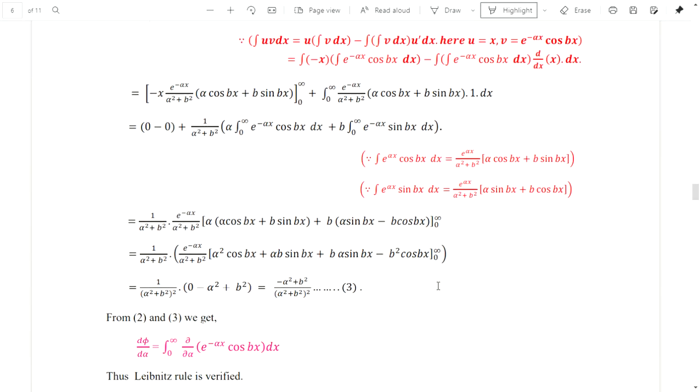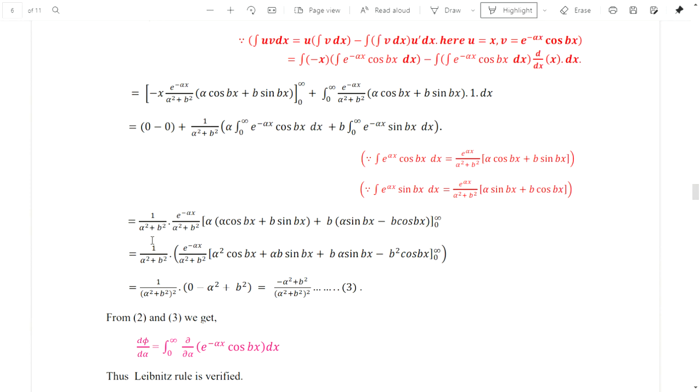And here we already discussed the formula: the integral of e to the power alpha x into cos bx is e to the power alpha x divided by alpha squared plus b squared into alpha cos bx plus b sin bx, and similarly the integral of e to the power alpha x into sin bx into dx is equal to e to the power alpha x by alpha squared plus b squared into alpha sin bx plus b cos bx. I substituted these values in this formula, so that we will be getting 1 divided by alpha squared plus b squared.